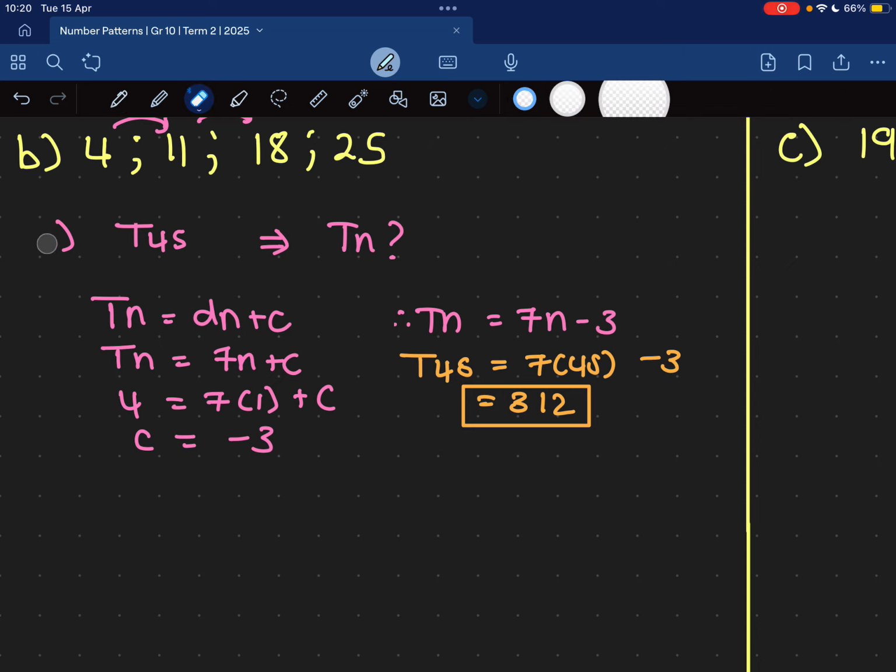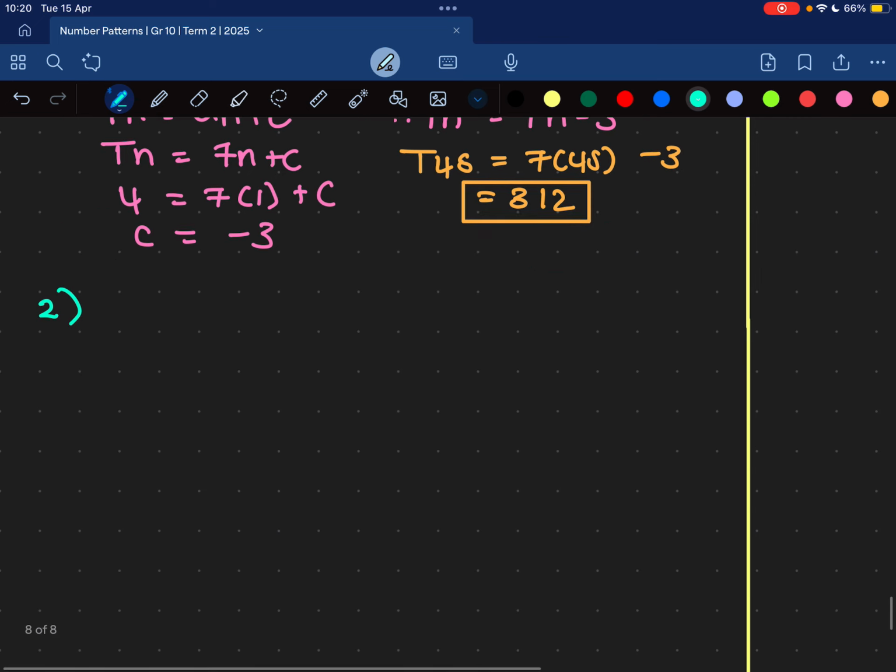Okay, so the second question, the second part of the question, asked which term in the sequence is equal to 627? So they told you that Tn is equal to 627, and then they said which term, so they want n.